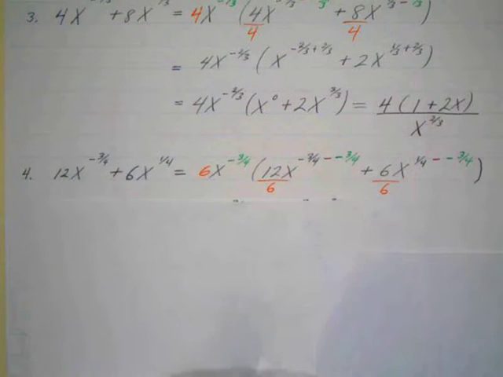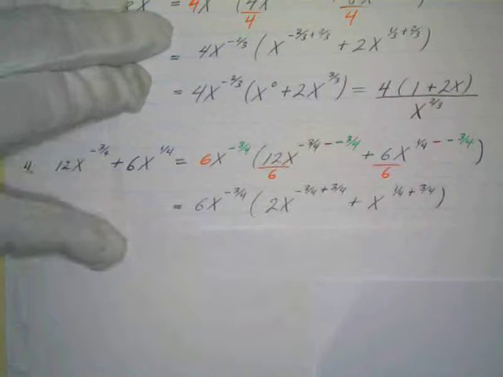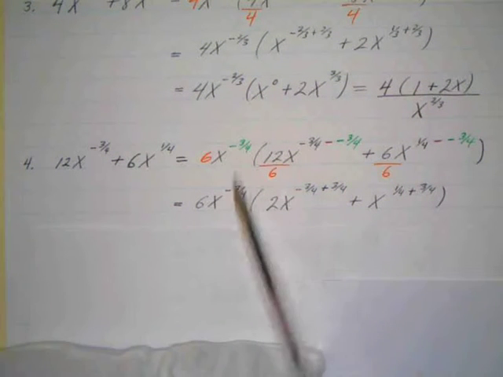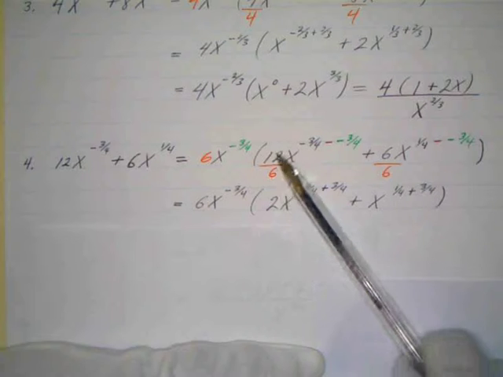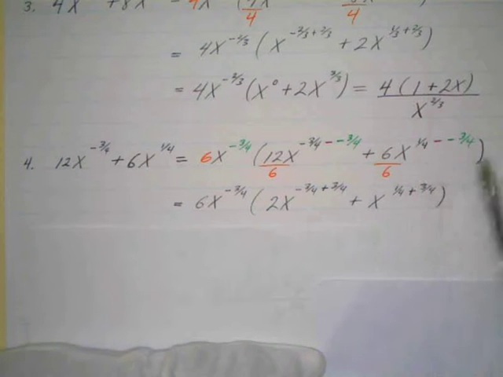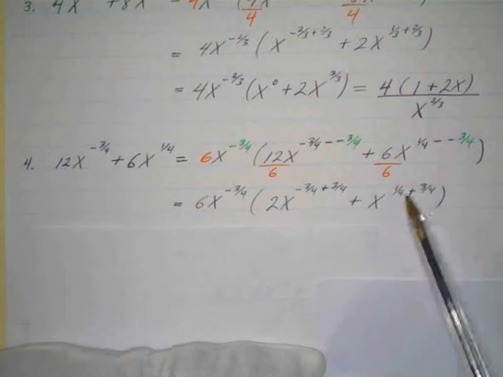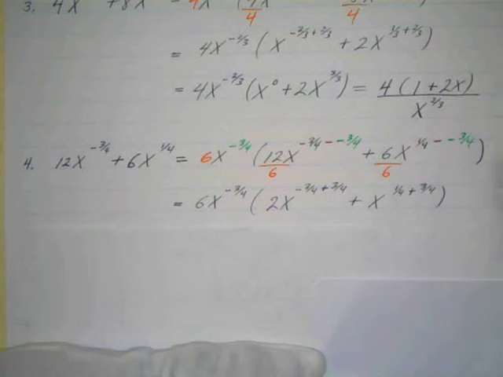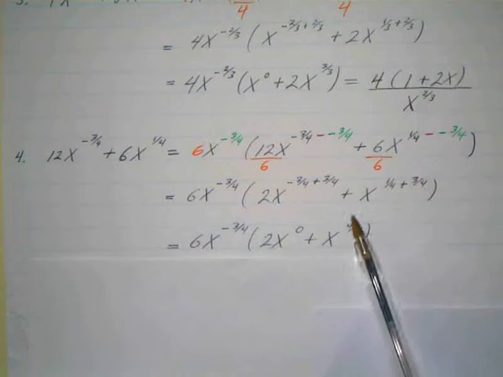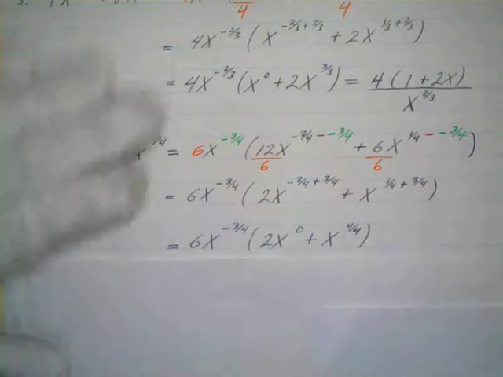A negative times a negative is a positive. Okay, so this just becomes 6, and I just brought this down. 6 goes into 12 twice, negative 3/4 plus 3/4, and then 6 goes into 6 once, 1/4 plus 3/4. Now this is just 0. So I have 2 times x to the 0 plus x, and 1/4 plus 3/4 is 4/4. So x to the 4/4, which is just 1.